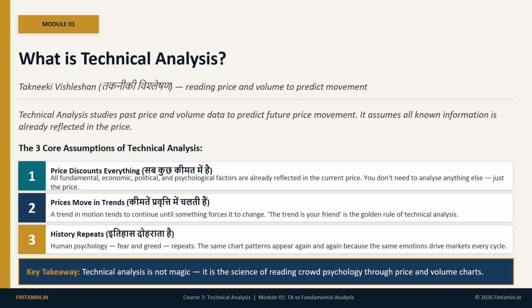Assumption number 3 is history repeats. Human psychology, fear and greed, creates the same patterns in markets again and again across centuries. The same chart patterns that appeared in 1920 appear today in Nifty charts because human nature does not change. These three assumptions form the philosophical foundation of everything you will learn in this course.